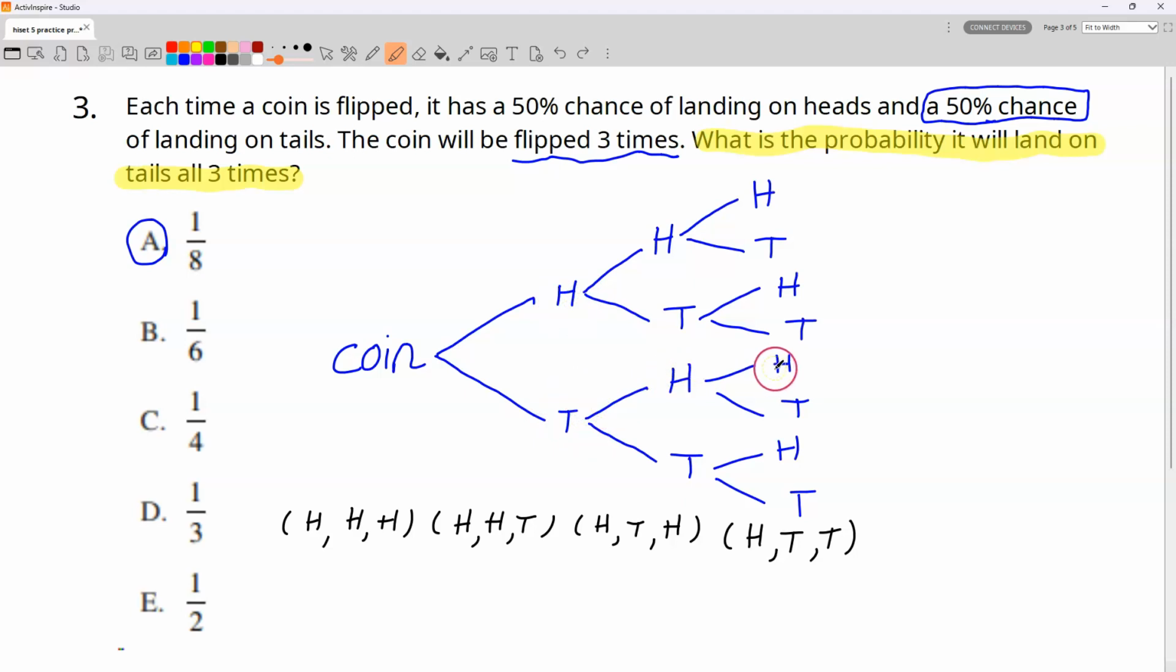This would be tails, heads, heads. I'll write that below here. Tails, heads, heads. Right? And then tails, heads, tails. And then I did this one, tails, heads, tails. So now tails, tails, heads. And then tails, tails, tails.